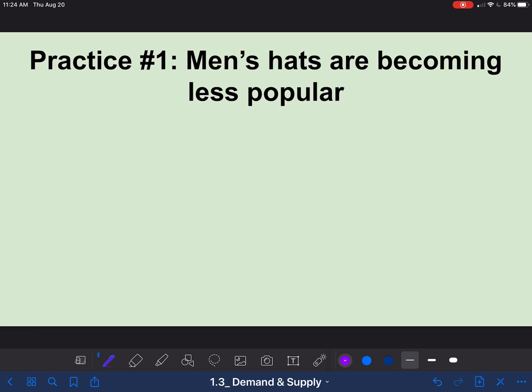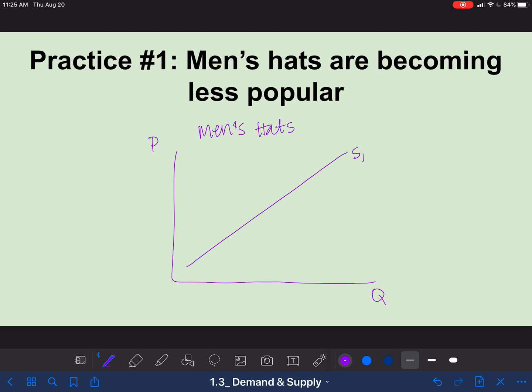So let's do some practice examples here. So we're talking about men's hats. One thing with our graphs here, we need to make sure that we do have titles when we can have titles. We have price on the vertical, quantity on the horizontal. Our supply curve slopes upward, demand curve slopes downward. We have our quantity equilibrium point and our price equilibrium point. So this is what a basic micro market graph at equilibrium looks like.